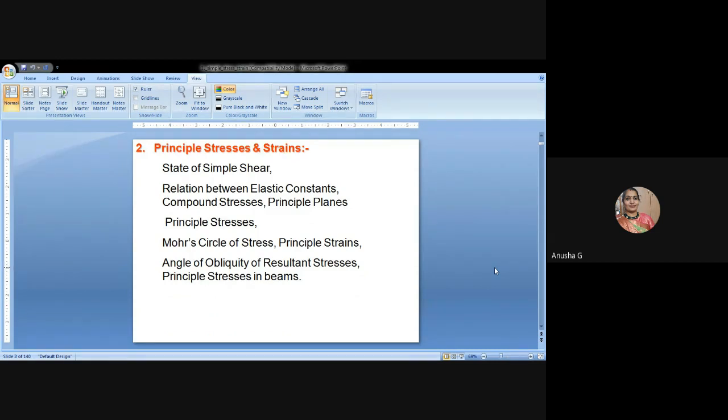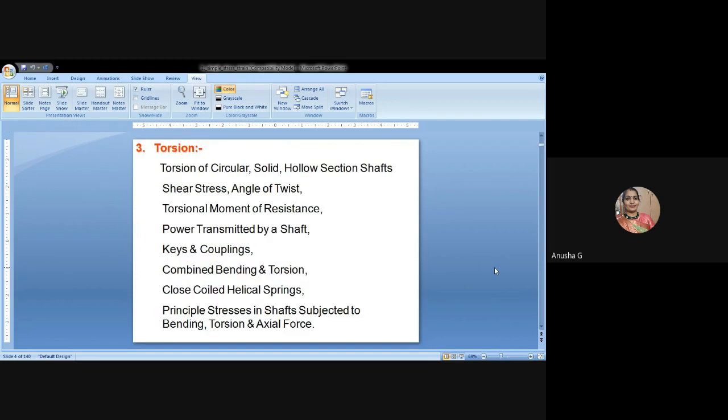That is a state of simple shear, relationship between elastic constants, compound stresses, and then principal planes, principal stresses, Mohr circle. The next, angle of obliquity, that is nothing but the resultant. Wherever we are taking the straight line, that inclined line is called the angle of obliquity. Then next, some resultant stresses will be observed here. Then principal stresses in beams.